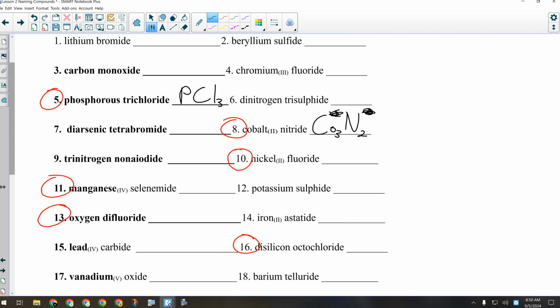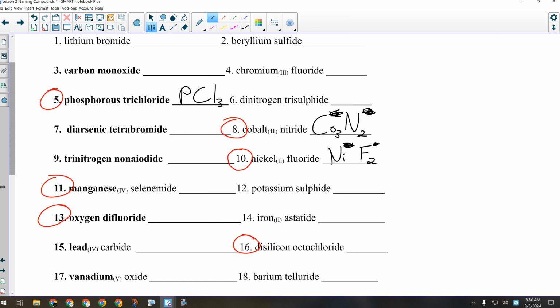All right, number 10, nickel-2 fluoride, ionic or molecular? Ionic. Okay, so nickel, and what charge is on nickel? 2 plus. Okay, it's with fluorine, which is in group 17, so it's a -1. So when we drop and swap, NiF2.